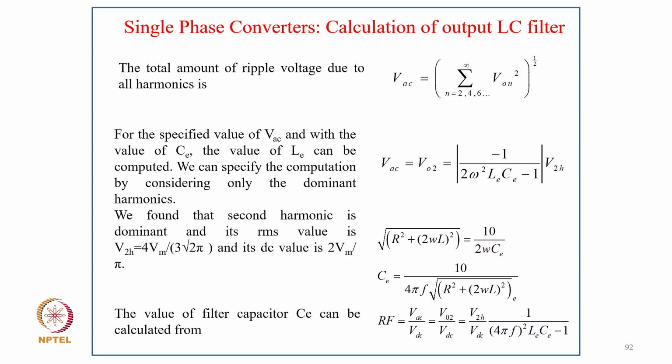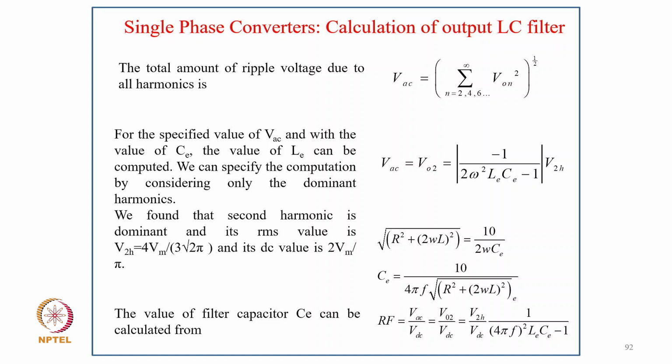So we can simplify the computation by considering only the dominant harmonic. So that is VAC equal to VO2 equal to absolute value of minus 1 divided by 2 omega square LEC minus 1 into V2H, and we found that the second harmonic is dominant and its RMS value is V2H equal to 4Vm upon 3 in bracket 3 root 2 pi, and its DC is 2Vm upon pi.